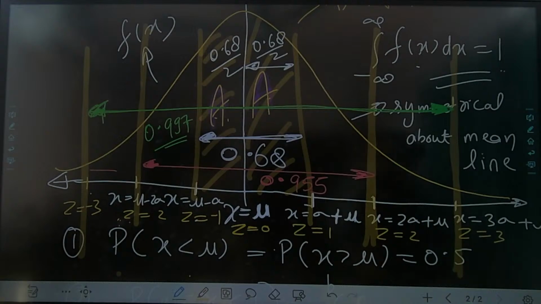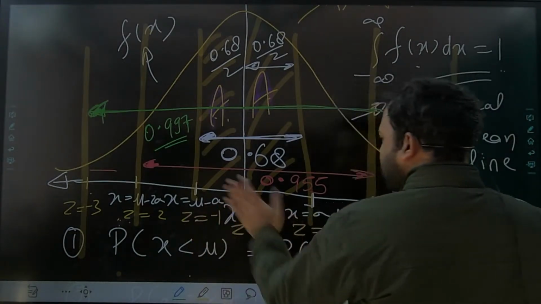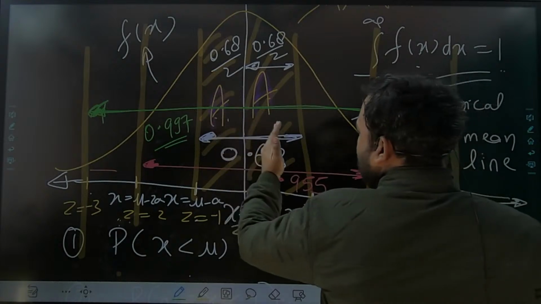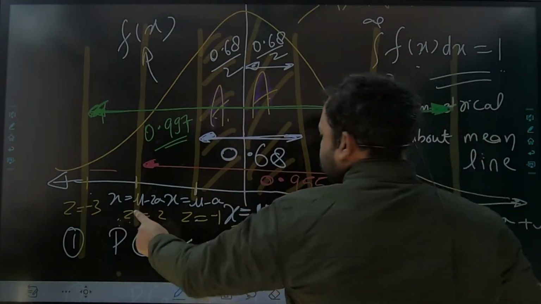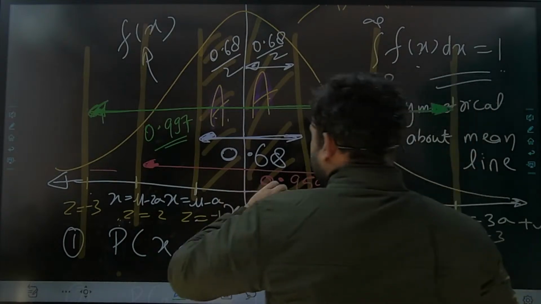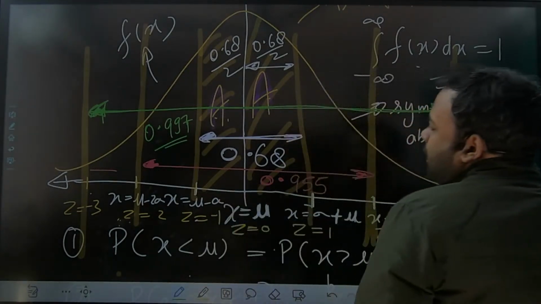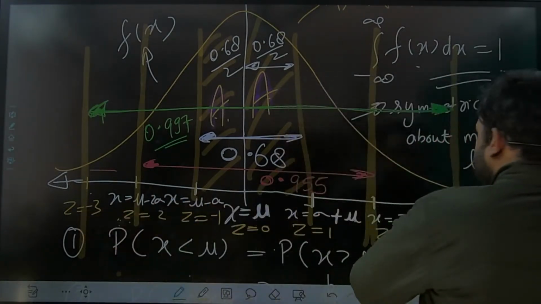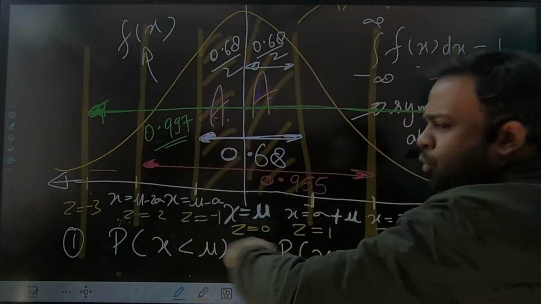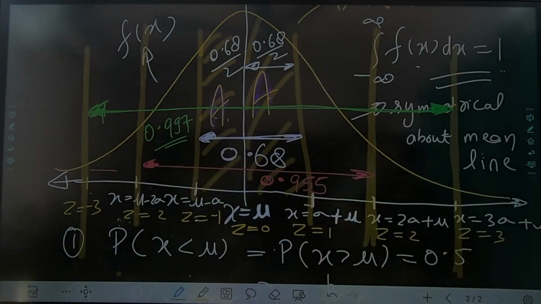So from minus 1 to plus 1, the total area under the curve is 0.68. So half and half you can divide equally. From minus 2 to plus 2, the total area is coming to be 0.955. And from z equal to minus 3 to plus 3, total area under this curve is coming to be even more, you can see 0.997. So we are going closer and closer to 1.